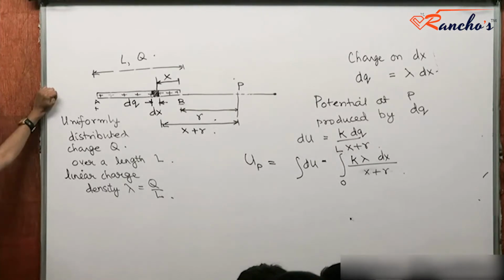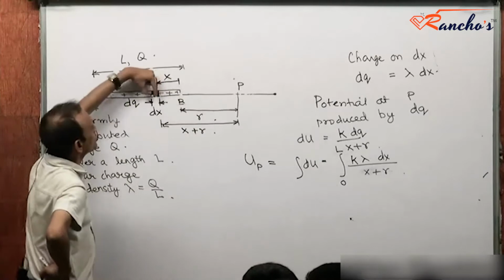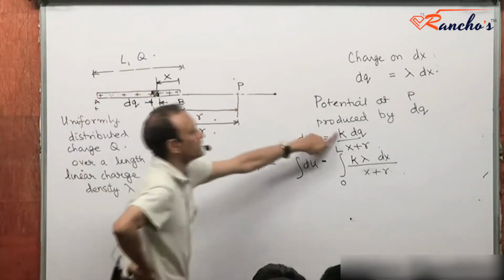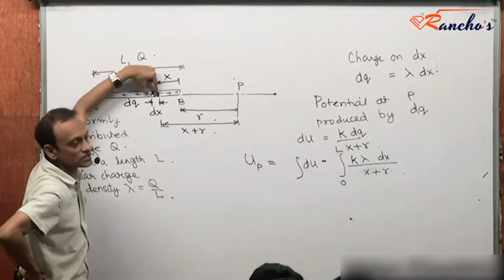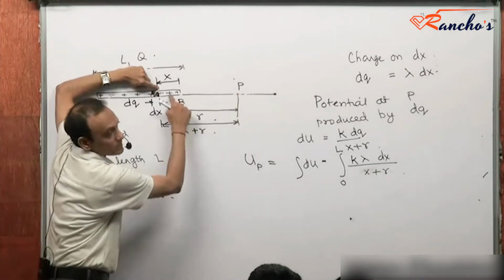Tell me, is there any confusion? Du is the potential at P produced by this small point charge. How much is it? K times the charge on this, which is lambda into dx, divided by this distance. What is this distance? X plus r.